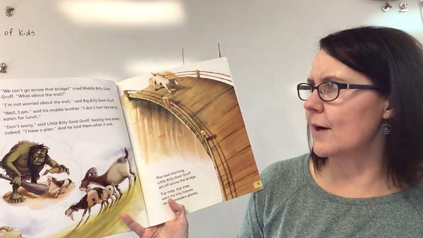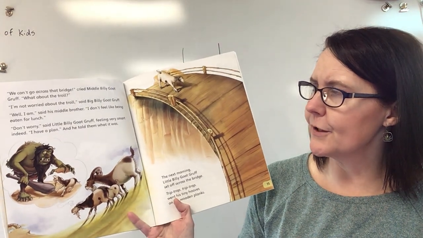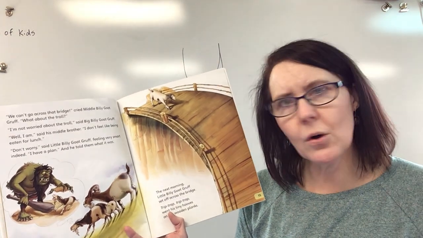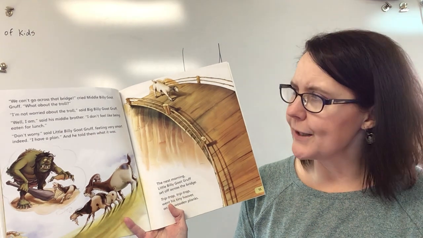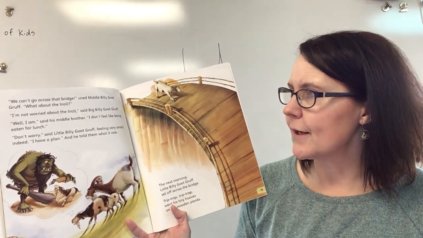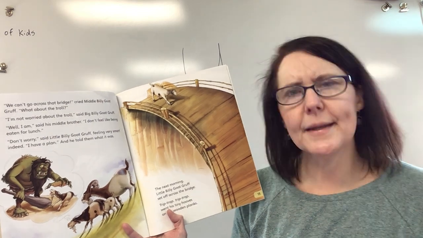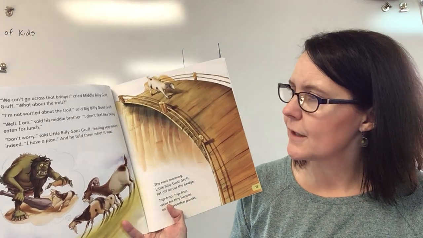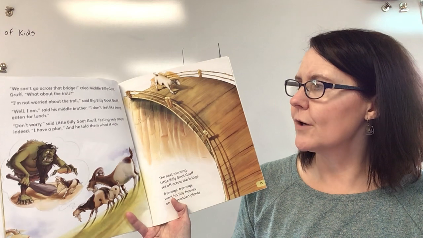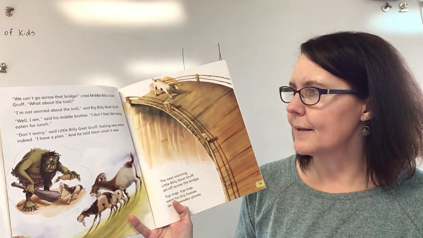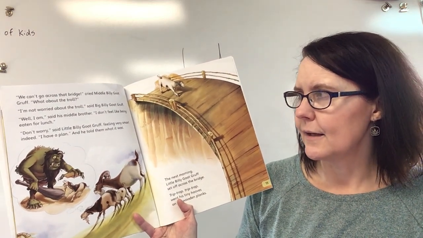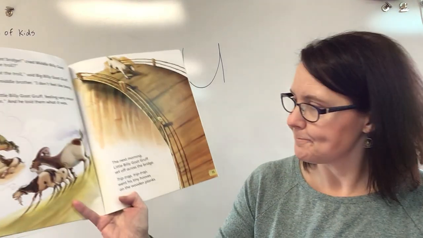We can't go across that bridge, said Middle Billy Goat Gruff. What about the troll? I'm not worried about the troll, said Big Billy Goat Gruff. Well, I am, said his middle brother. I don't feel like being eaten for lunch. Don't worry, said Big Billy Goat Gruff, feeling very smart indeed. I have a plan, and he told them what it was.